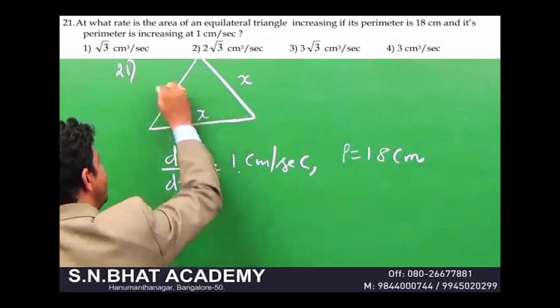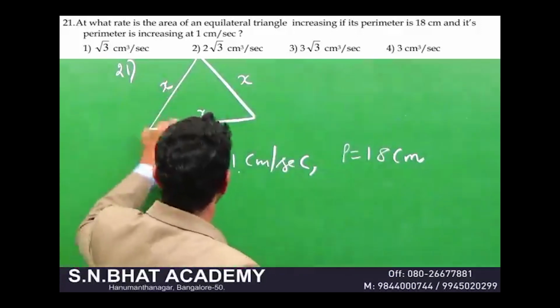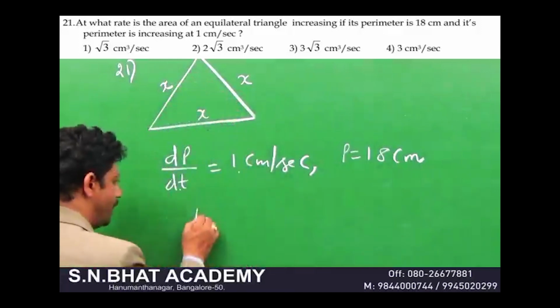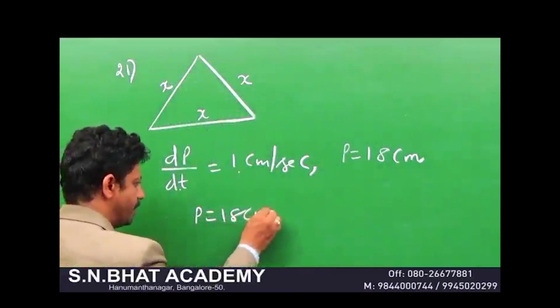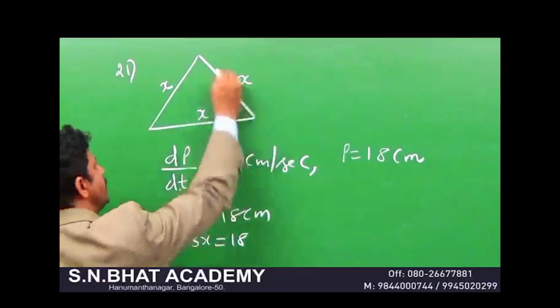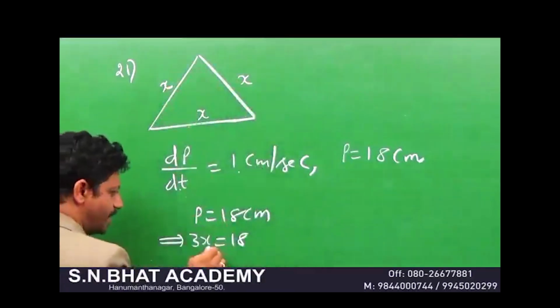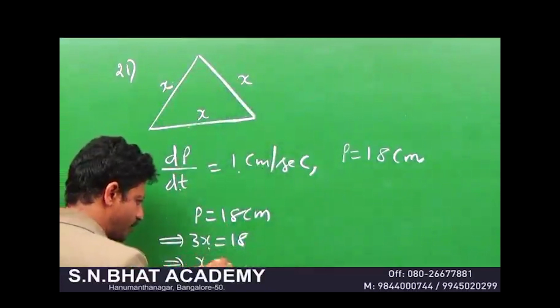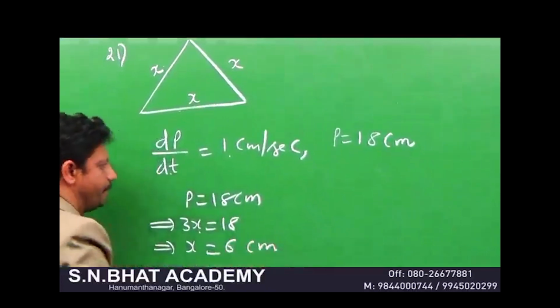Because the sides are varying, let us take the length of each side to be x. Perimeter is 18 centimeters implies 3x is 18. Perimeter means sum of the sides of the triangle. x plus x plus x, it is 3x. 3x is 18 means x is equal to 6 centimeters.